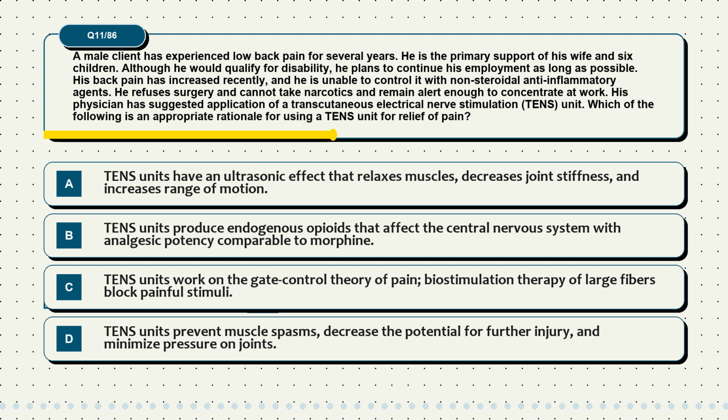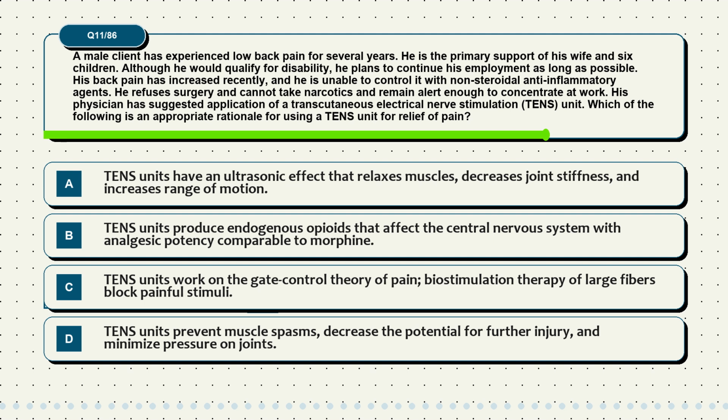Which of the following is an appropriate rationale for using a TENS unit for relief of pain? Here are the options. Option A. TENS units have an ultrasonic effect that relaxes muscles, decreases joint stiffness, and increases range of motion. Option B. TENS units produce endogenous opioids that affect the central nervous system with analgesic potency comparable to morphine.